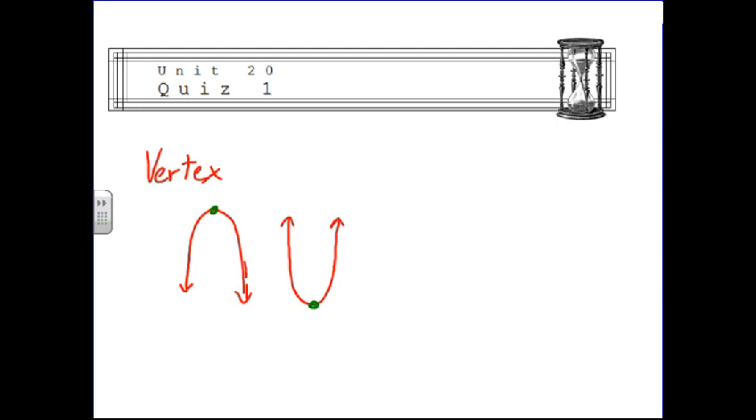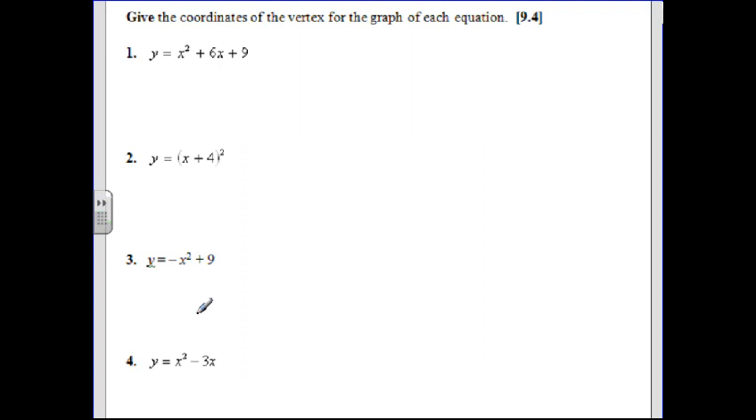What we're trying to find when they ask you to find the vertex is they're simply trying to have you figure out what the coordinates are. What's the x and what's the y? So that's what we're going to be doing for the first couple of problems on the quiz, is just simply find out the coordinates. All right, so let's try number 1.